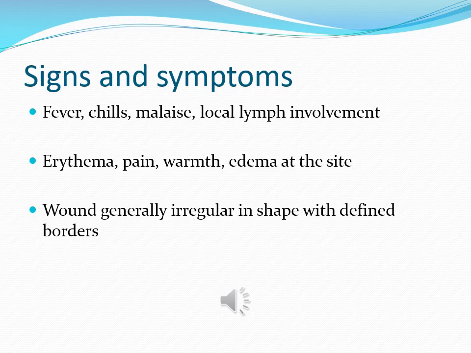The site itself could have swelling. It might be warm to the touch. There might be pain. There might be itching. Generally, the wound is irregular in shape, but it does have defined borders. And probably a lot of y'all have seen cellulitis, so again, I'm explaining something that you're all familiar with. But again, it's most of the signs of an infection combined with what it would look like to have a rash or a wound on your skin.